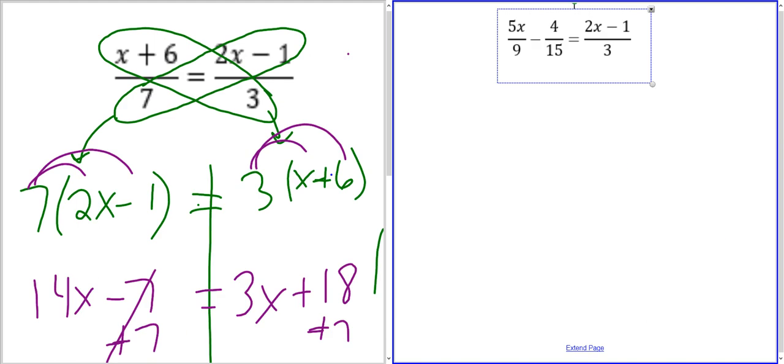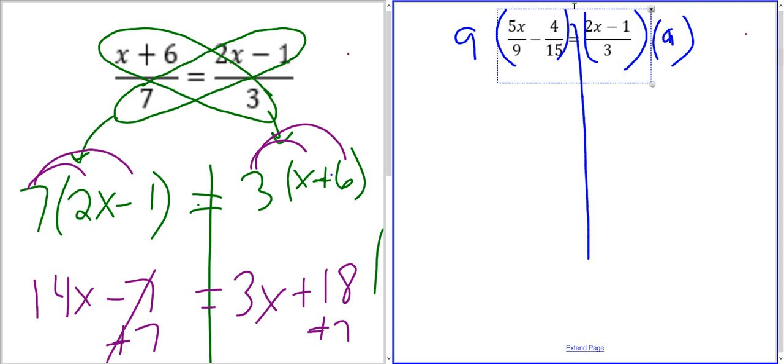Okay, and the last problem. So this one has lots of fractions, but we're going to do it just like we did it before. Take it one fraction at a time. So I have 5x divided by 9 minus 4 over 15 equals 2x minus 1 over 3. So first, I'm just going to start with that first fraction. Multiply everything by 9. So multiply this side by 9 and this side by 9.